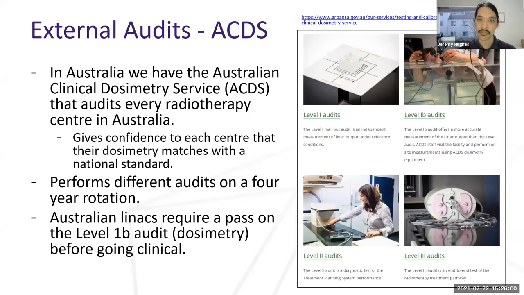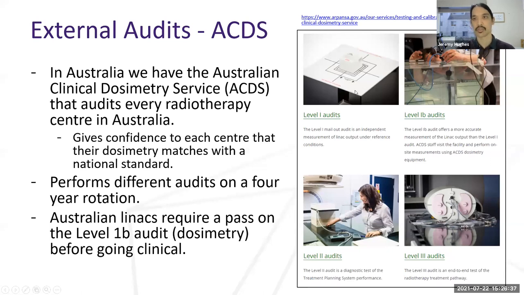In Australia, we are very lucky because we have this government-run service called the Australian Clinical Dosimetry Service. That's the ACDS. This service audits every single radiotherapy center in Australia. It has many different types of audits that it performs, but the main ones are your level one and level 1B audits. Your level one audit is an output check using OSLDs.